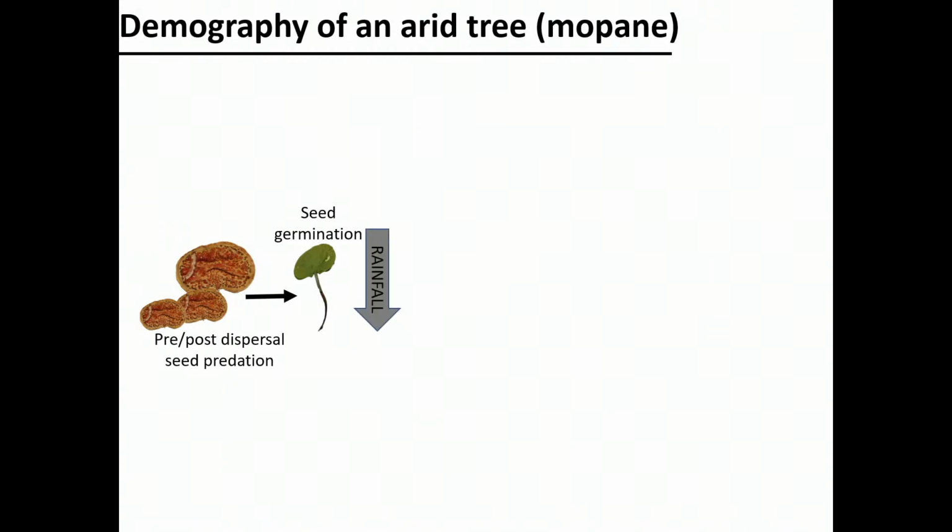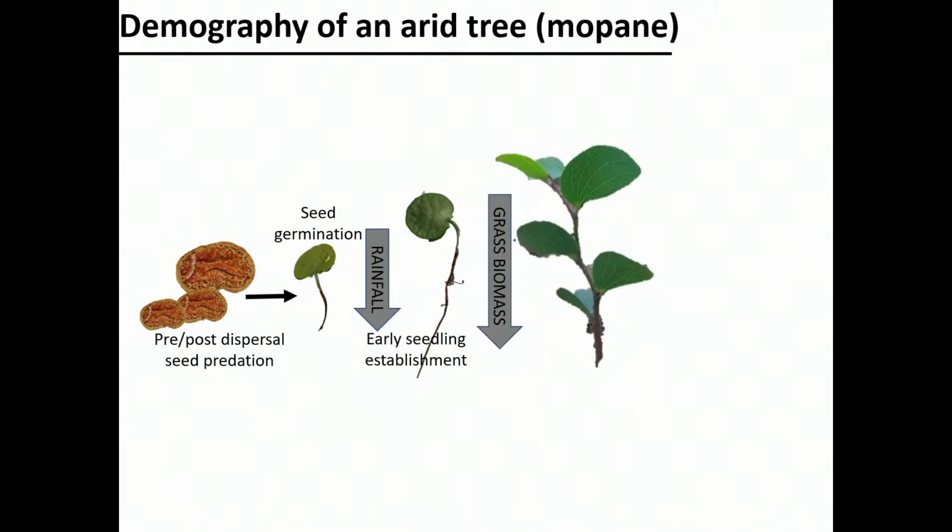But what's determined, one of the first bottlenecks that it experiences for the transition from early germinant to an established seedling, is determined by how much rainfall there is. So that's great, but still many Mopani seeds manage to successfully establish, as we can tell by the large amounts of Mopani. And then Mopani seedlings go on to transition to saplings.